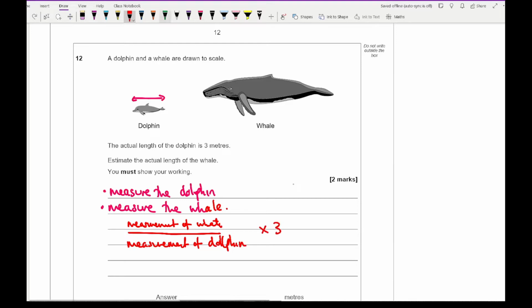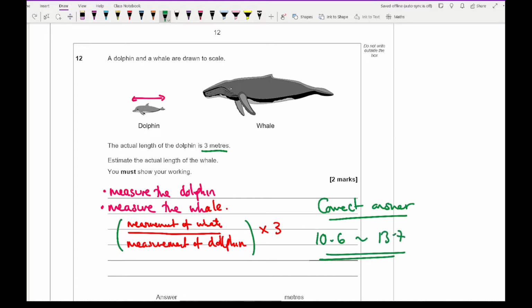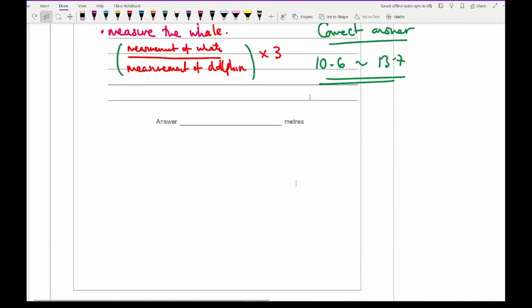So what this fraction is basically doing is telling you how many times bigger the actual whale is compared to the dolphin. And because the dolphin is 3 meters, we multiply that by 3. Now here, the correct answer, depending on your measuring skills, is any answer between 10.6 to 13.7. So as long as your answer looks something like that, that should be absolutely fine.